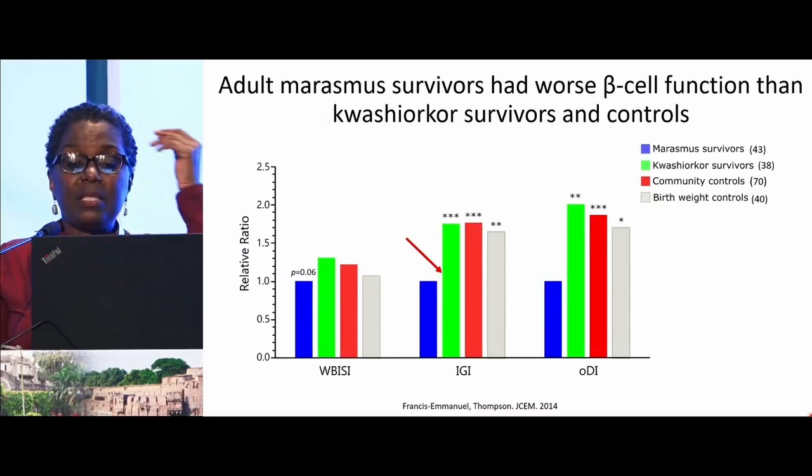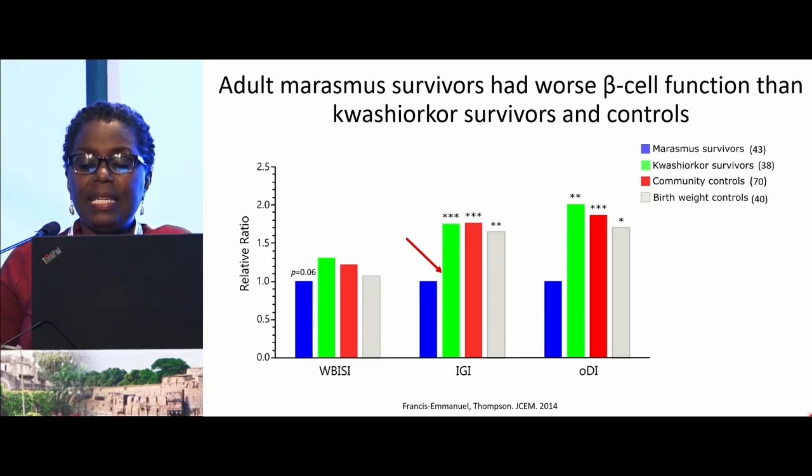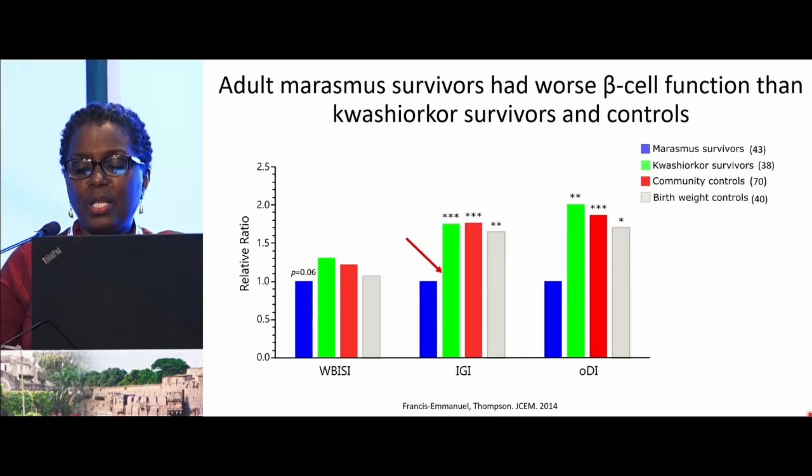When we measured estimates of glucose metabolism using a 5-point OGTT, insulin secretion, as estimated by the insulinogenic index, IGI, was significantly reduced in marasmus survivors compared to kwashiorkor survivors and both control groups. However, insulin sensitivity, which is the whole body insulin sensitivity index, was not significantly lower in marasmus survivors and kwashiorkor survivors. It showed a tendency towards significance only.